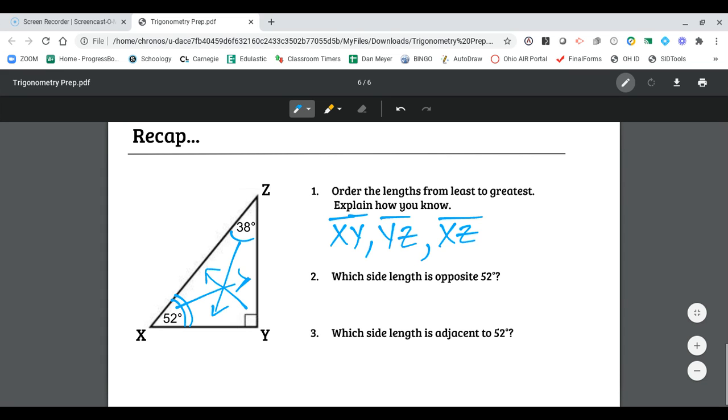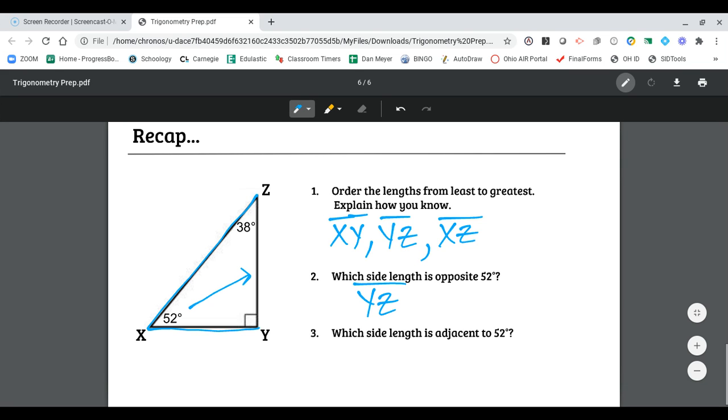Which side length is opposite 52 degrees? So if I erase all these markings and start over again, which side length is opposite 52 degrees? Well, literally opposite would be YZ. And which side length is adjacent to 52 degrees? Well, it is either XZ, which would be right here, or it's XY.